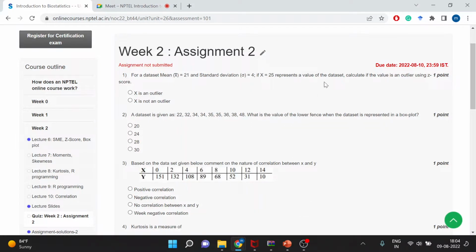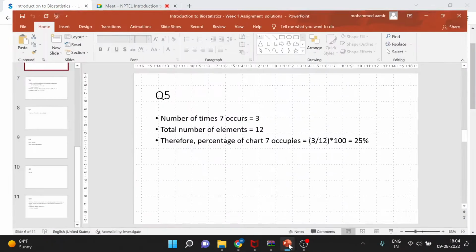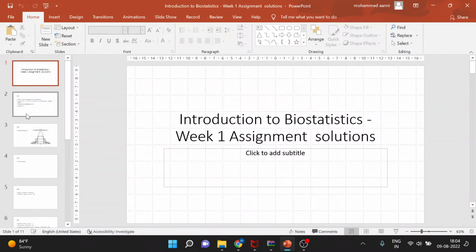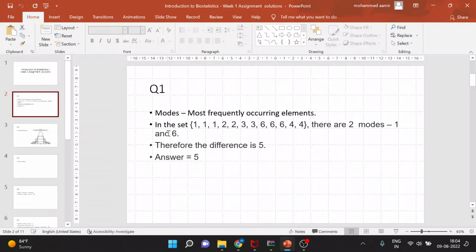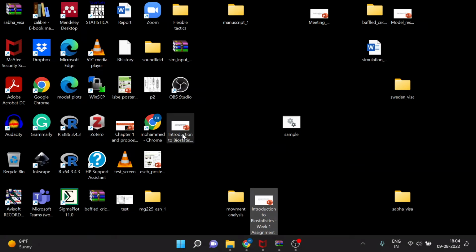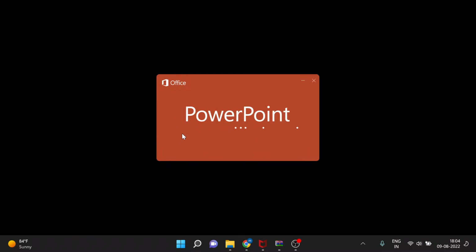So we just need to calculate whether this x equals 25 is an outlier or not. To do that, first you need to know. So I've switched to my PowerPoint presentation, and the first question is, oh, this is not the previous one. One second, I'll just open.